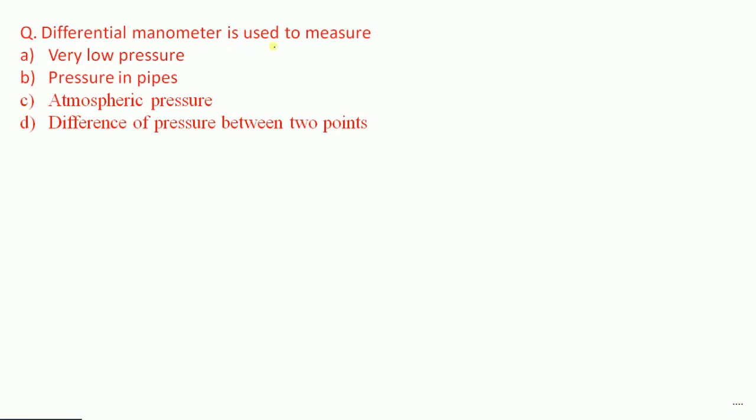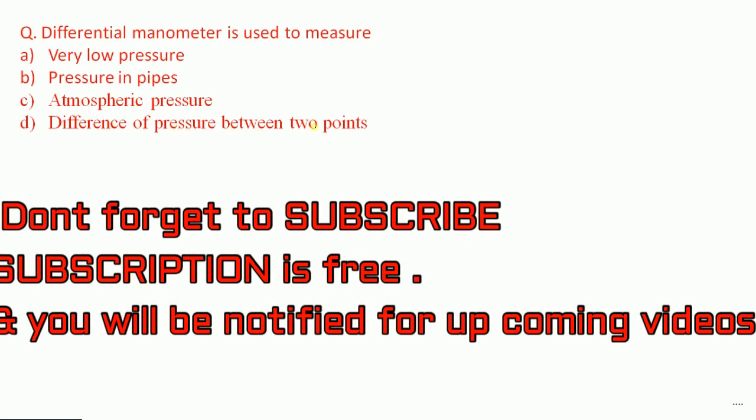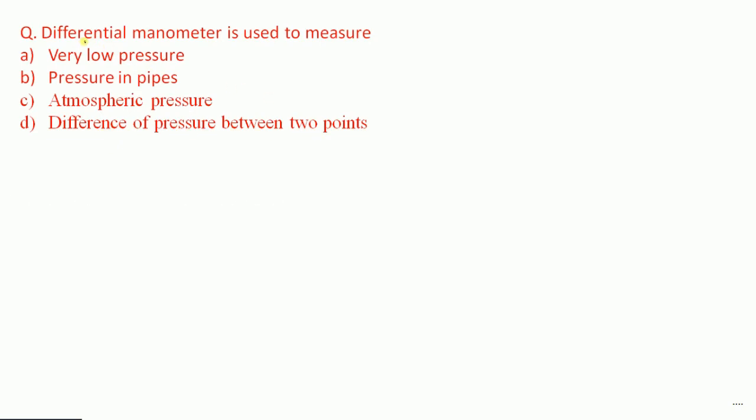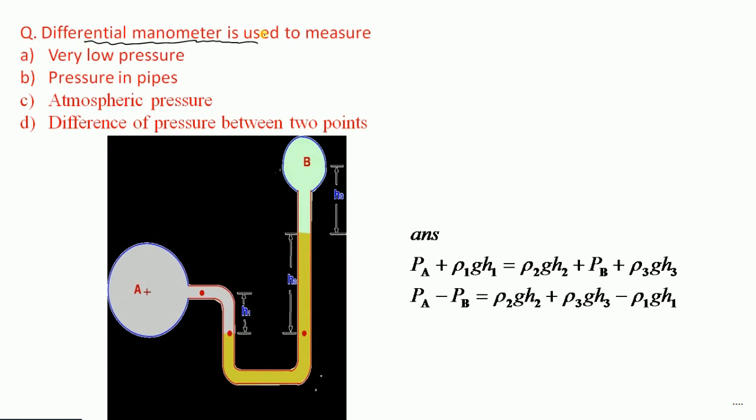Differential manometer is used to measure very low pressure, pressure in pipes, atmospheric pressure, difference of pressure between 2 points. So here they are asking differential manometer is used. So here we can see the differential manometer. The main purpose of differential manometer is to measure the pressure difference between 2 points. There is point A and there is point B. We are measuring the pressure differences of these 2 points.